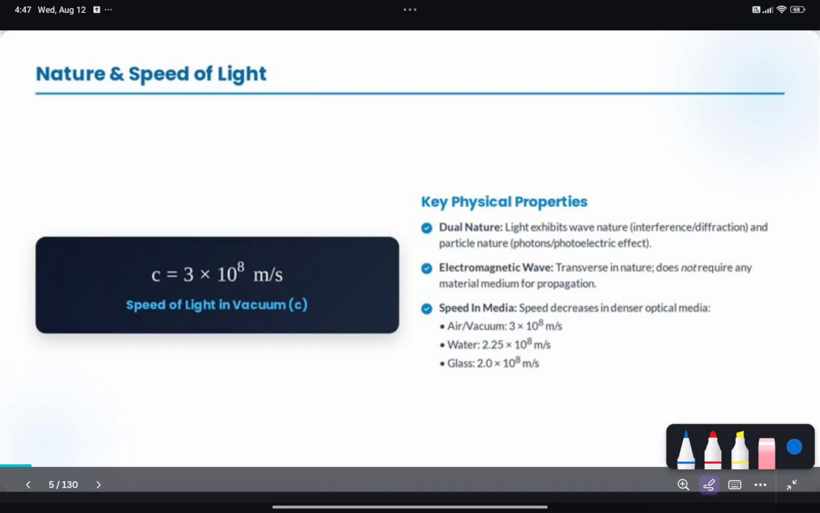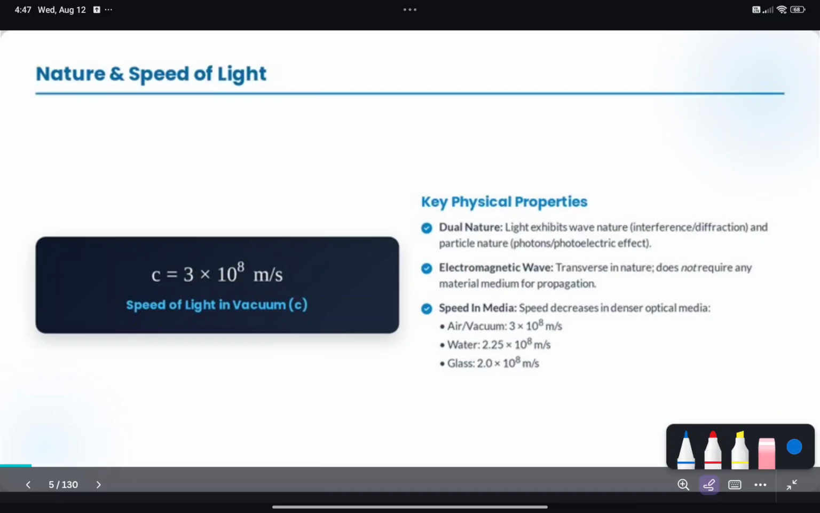Light has a nature. What type of nature does it have? As well as that, light has a certain speed. What is the speed of light? You have to discuss these things in this slide. 3 into 10 to the power of 8 meter per second. Yes, exactly. That is the speed of light in a vacuum. Clear or not?